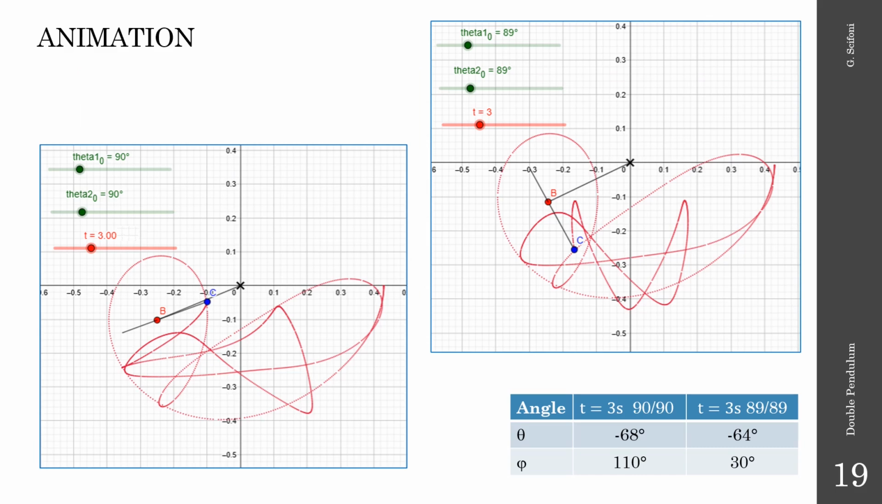In this slide, we compare two positions of the pendulum at the time 3 seconds, once when the starting angle is 90 degrees and once with 89 degrees. We observe that the angles are substantially different from each other.